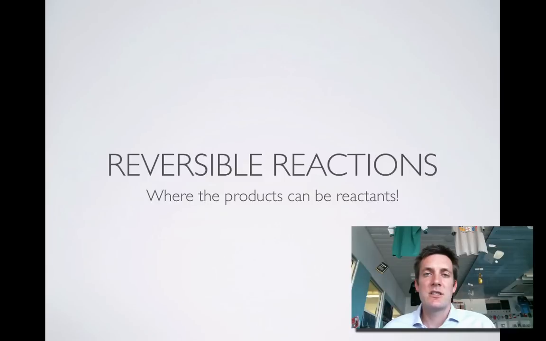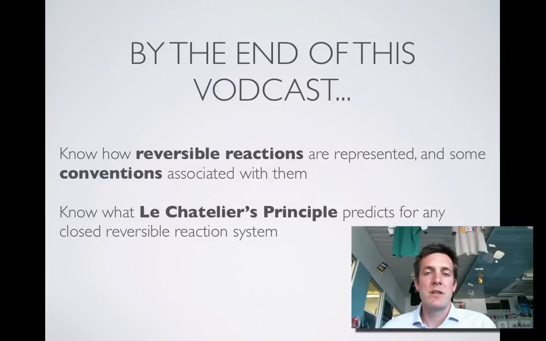It's the first in a series of films about reversible reactions, but I don't know how many there are at this stage. There's going to be quite a few of them. This one's meant to really just be an introduction to the topic, so it deals with how we represent reversible reactions in chemistry and some of the conventions that we follow when we're talking about them, and we'll also look at what Le Chatelier's principle tells us about a system that is at equilibrium.